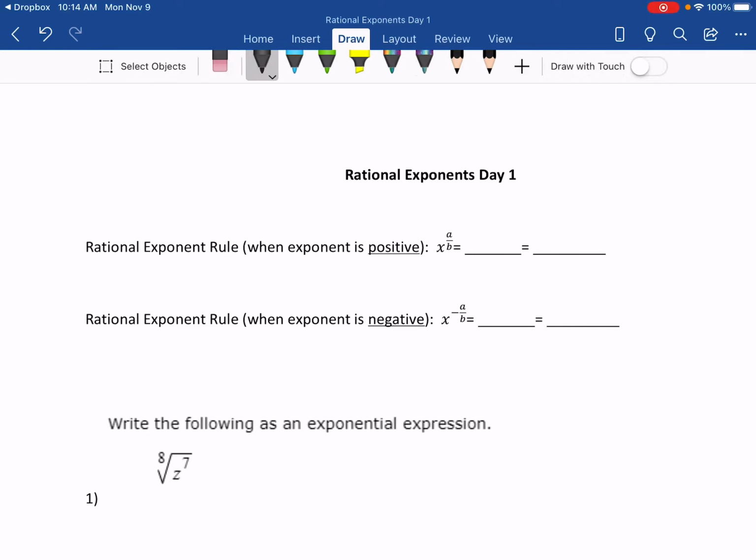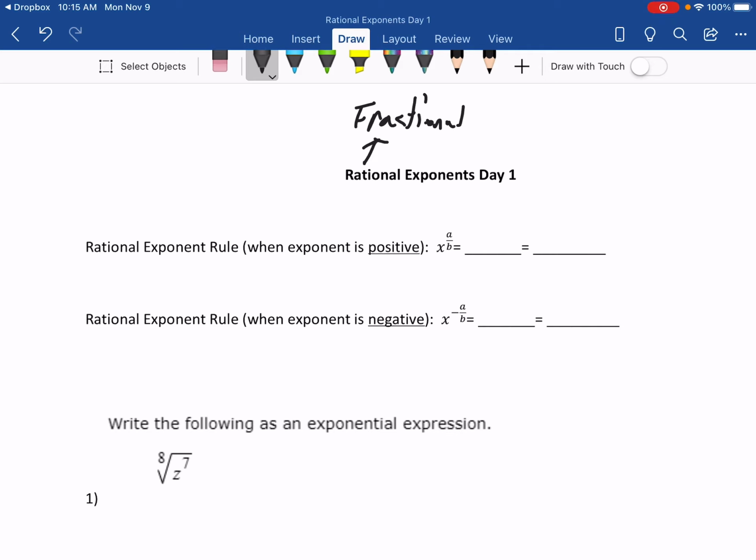Okay, so in this lesson we're going to discuss rational exponents. All rational exponents mean are fractional exponents. So like if we have x to the 1/2, y to the 2/3, okay? Remember, a fraction is just a ratio. That's where the name rational comes from.